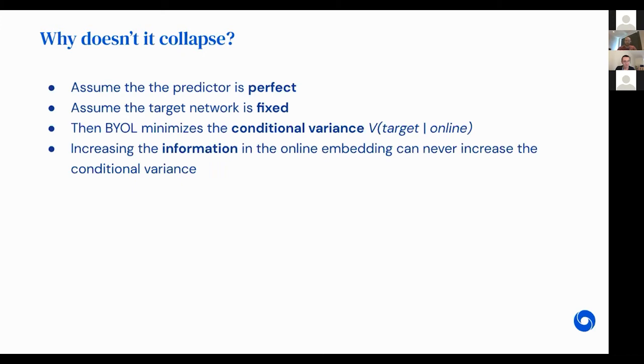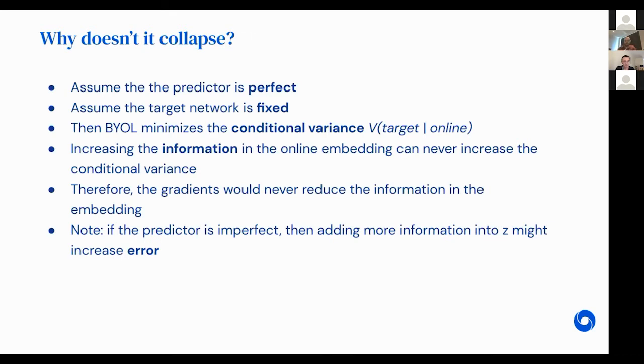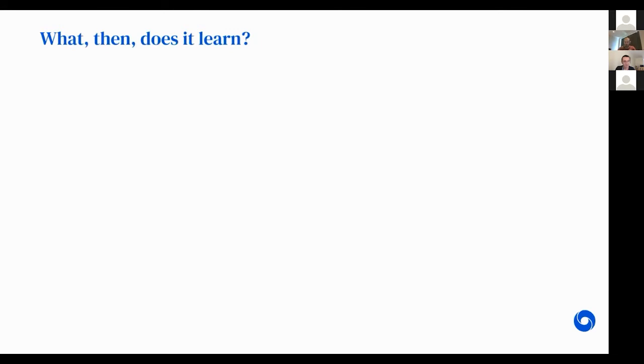So it's straightforward to show that increasing the information in the online embedding can never increase the conditional variance, again, under the assumption that the predictor is perfect. Because in that case, if there's useless information in the online network, then the predictor is just going to ignore it. But if there is useful information, then the predictor is going to use that to improve its predictions. So therefore, the gradients we would expect would never reduce the information in the embedding, and it instead would try to increase it to predict better. Now note that this argument breaks down if the predictor is imperfect, that adding more information into the online representation might actually just increase the error, just because the predictor is going to misinterpret that and just add noise to its predictions. So I think that's a pretty good understanding of why this doesn't collapse.